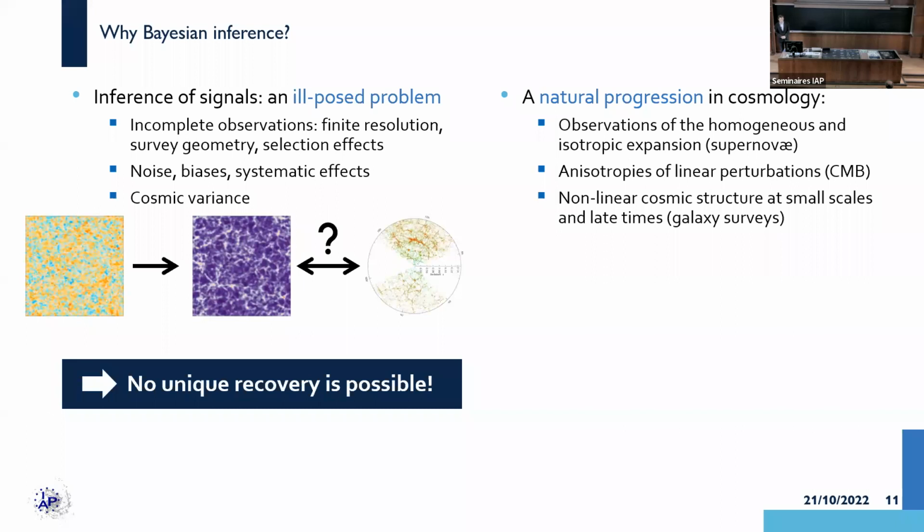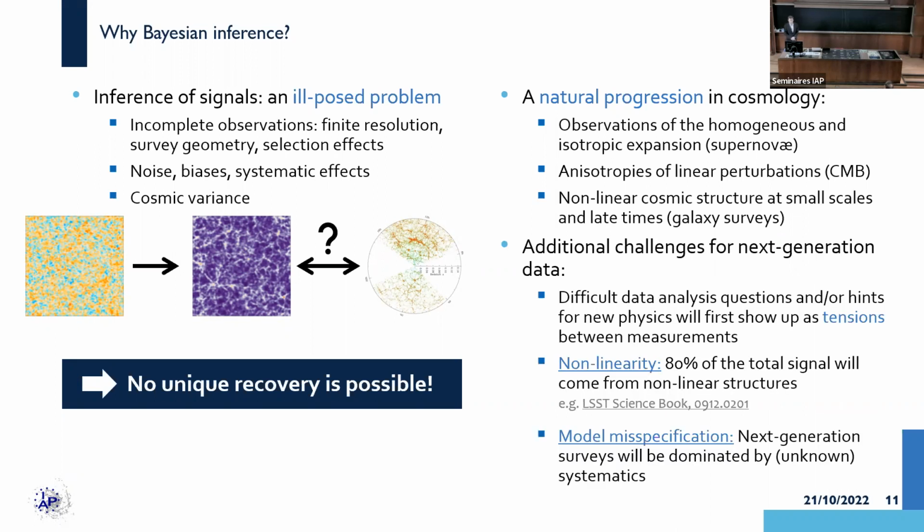Another comment about why we should use Bayesian inference is that there's a natural progression in cosmology in the complication of the problems we've been talking about. So observation of the homogeneous and isotropic expansion, supernovae, then anisotropies of linear perturbations, that was the cosmic microwave background, and we are now trying to extract the full information from the non-linearly evolved cosmic structure, so at small scales and at late times in galaxy surveys. So essentially a progression in the kind of problem we are talking about, which has to be matched by a progression in the statistical methods.